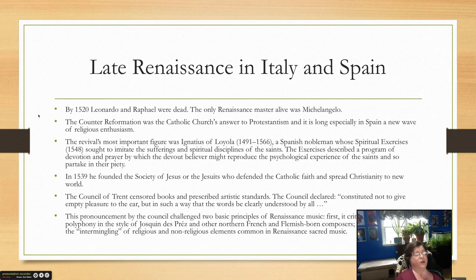By 1520, Leonardo and Raphael were dead. We're talking about paintings here. The only Renaissance master painter alive was Michelangelo.